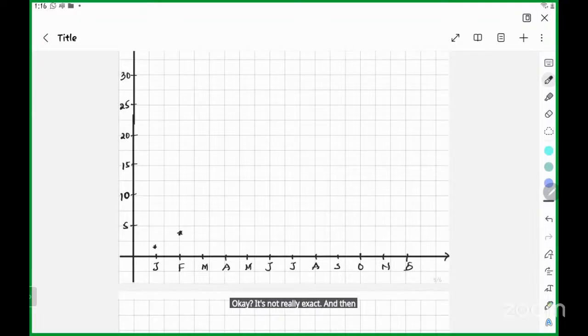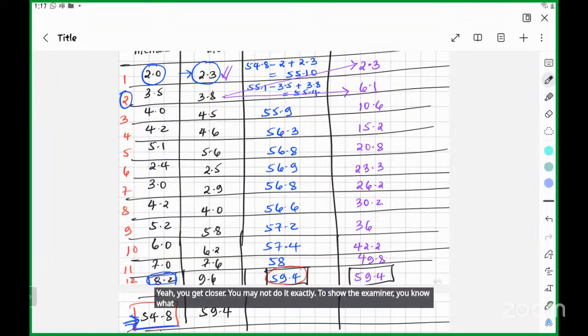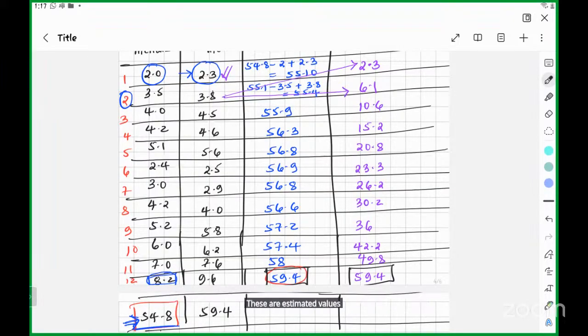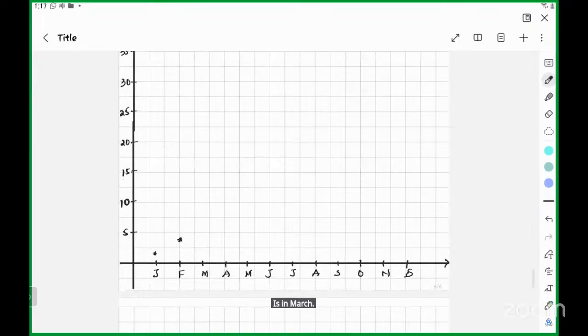And then for March, you try to do what is easier. You try to approximate closer. You may not do it exactly, but show the examiner that you are estimating. These are estimated values. Okay, 4.5 is in March. 4.5 in March.